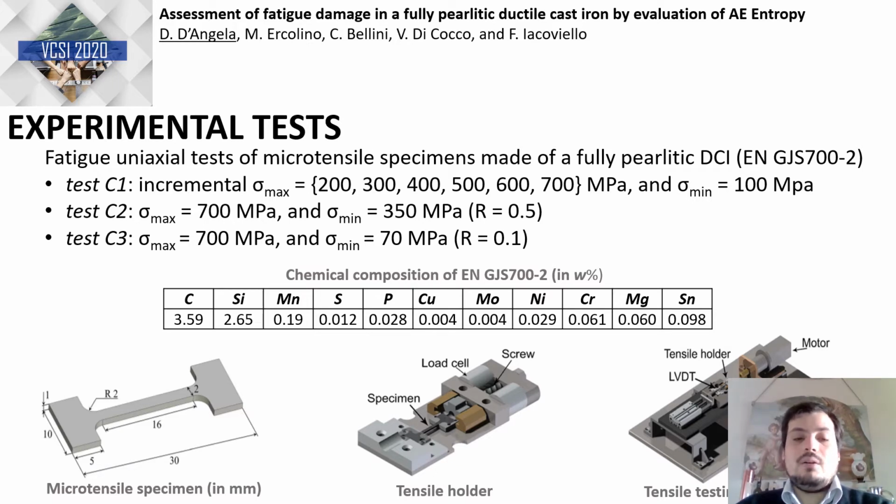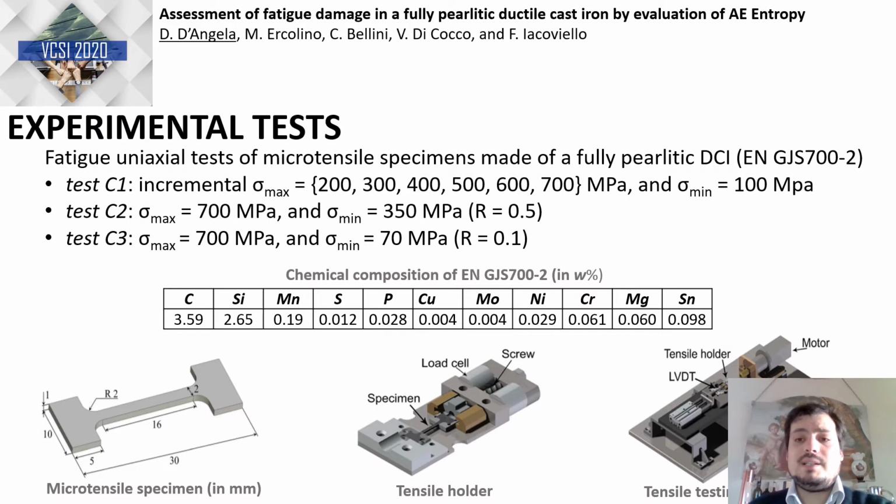On the left below you can see the microtensile specimen geometry, the tensile holder used in the testing, and the whole tensile testing arrangement. The tensile holder was used because as long as the tests were performed, the specimen together with the tensile holder were removed from the machine in order to perform scanning analysis that actually is not the object of this study.